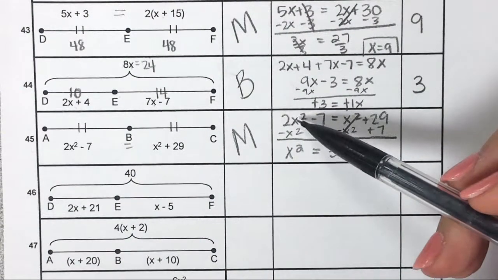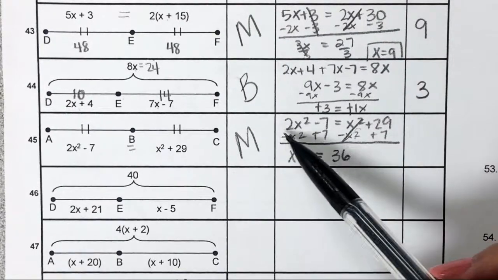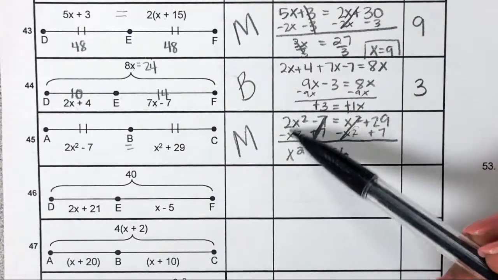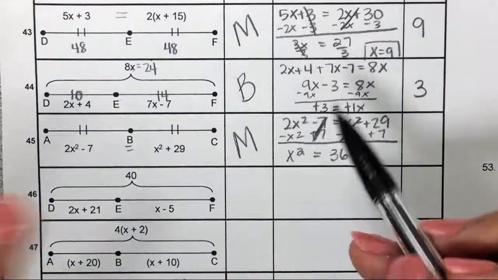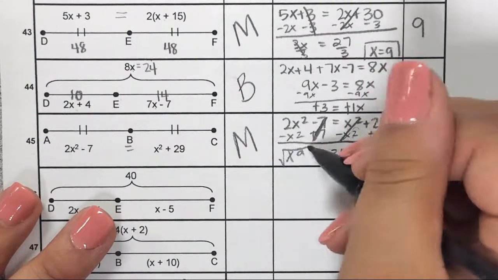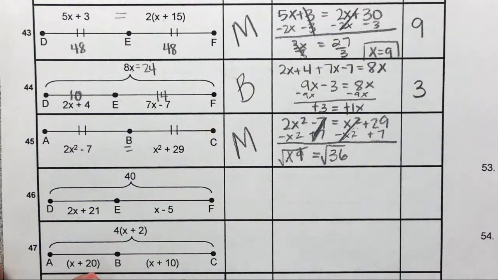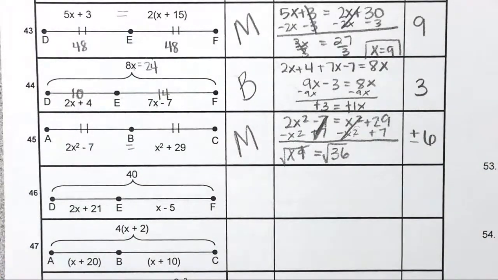I'm moving it right here. It's positive x squared, negative. And so those cancel out right there. And these 7s cancel. Correct. It ends up being a perfect square. So I could square root. And what's the square root of 36? And negative 6. Because it can be negative.